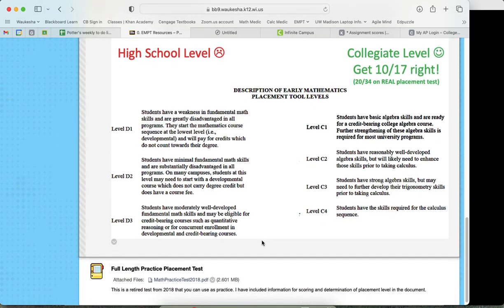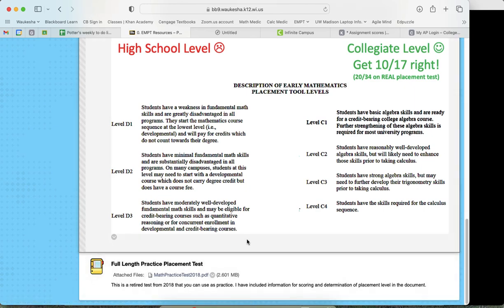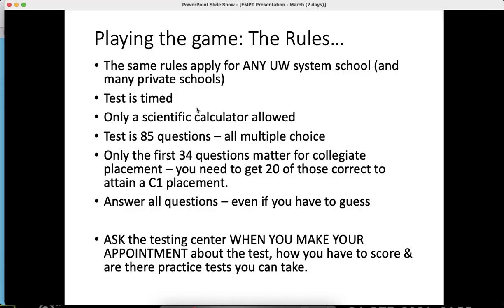If you want additional practice, below the bottom of this EMPT page, still in Blackboard, is a full-length placement test. So now I'm going to talk a little bit about the full-length test. I think it's 85 questions, so it's a little over twice what we practice with. Here's a full-length practice test. It comes complete with an answer key if you want to get that full-length experience in preparation for your math placement test.